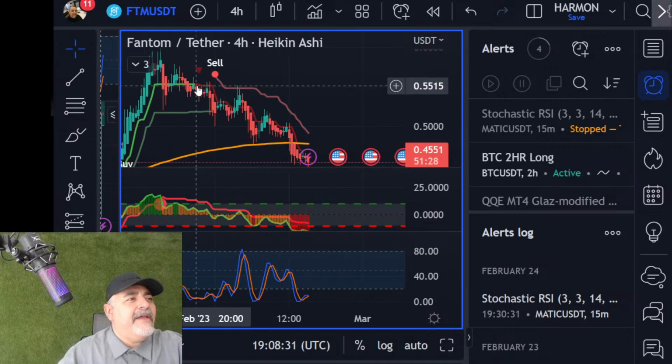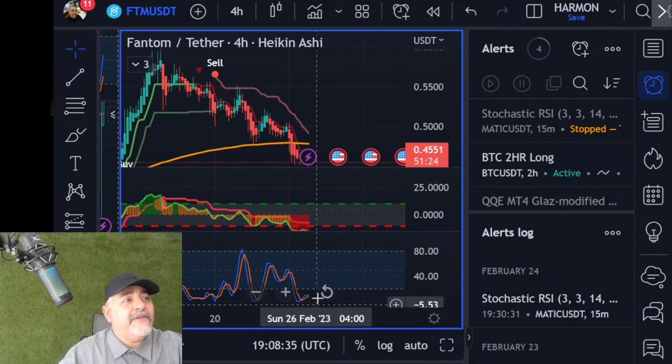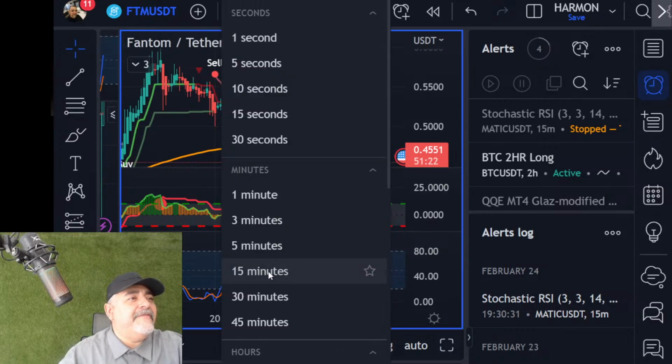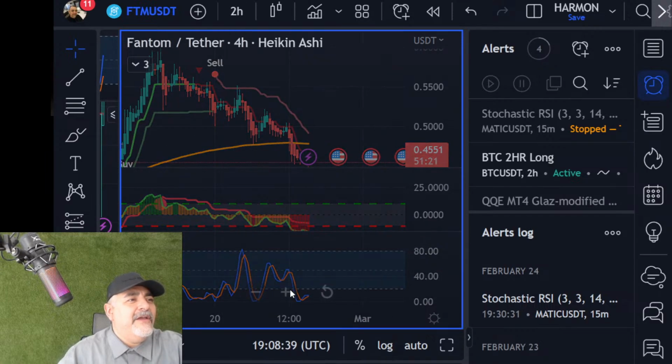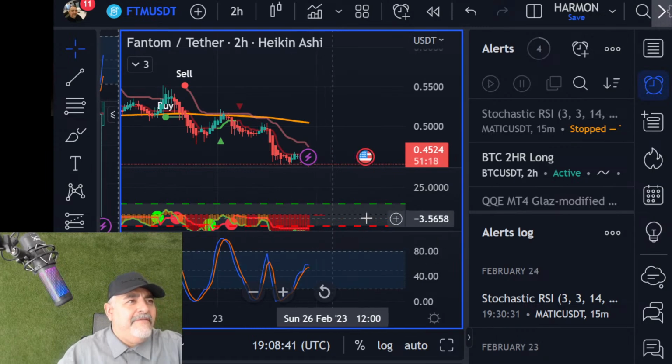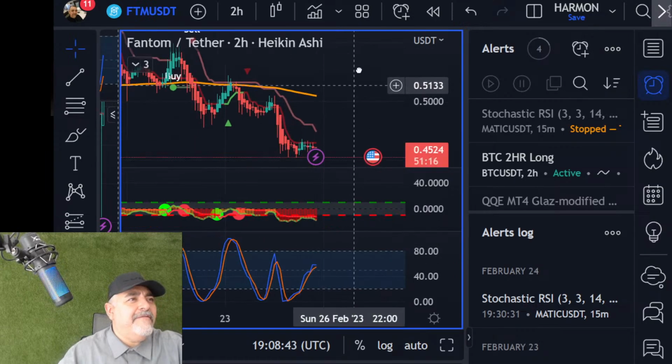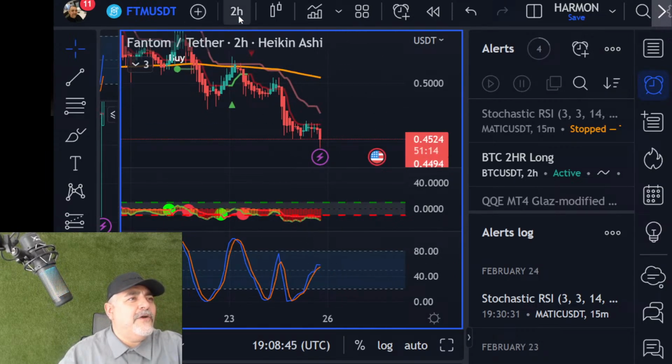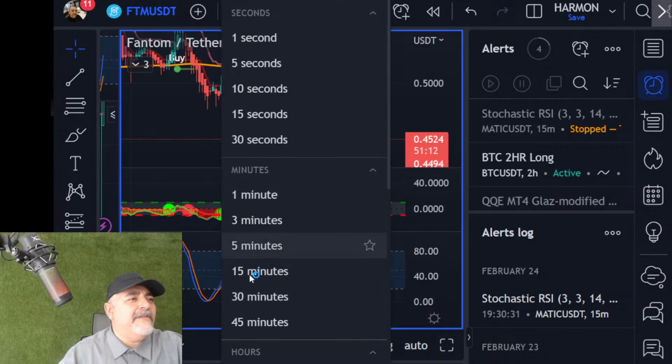Okay, here. Phantom right here, 4 hour sell signal. Look at it, falls down. It's starting to bend here, meaning it's weak. So Phantom is weak right now, guys. 2 hours starting to bend. Phantom's in a short zone. So notice how Phantom is right here. This is a short zone. Phantom is dumping right there on the RSI.